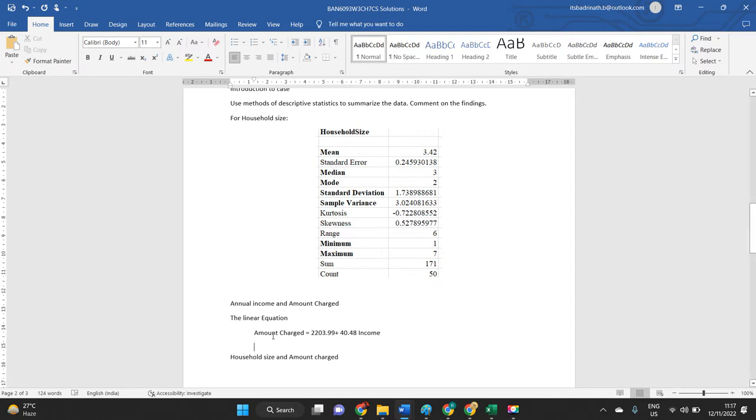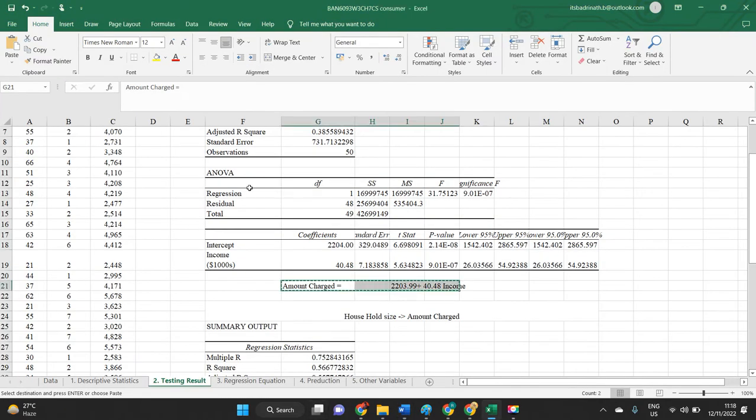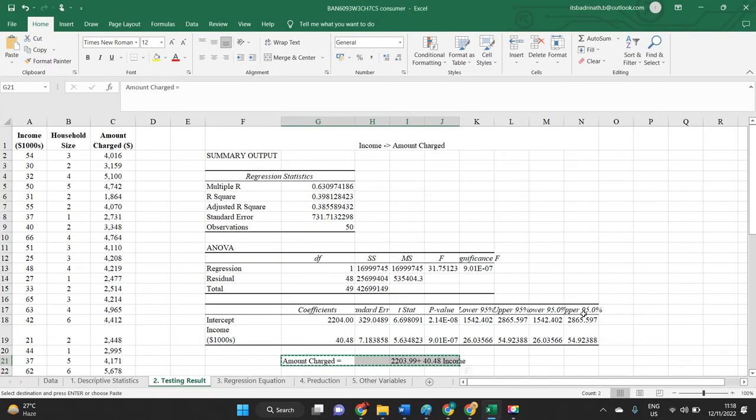For that, the linear regression equation is: amount charged is equal to 40.48. So this one you can make 4, we can round it off. When we round it off to 2 decimals, it is 22.04. So this is the value. And now we give the linear regression result details. So this is the linear regression statistics.